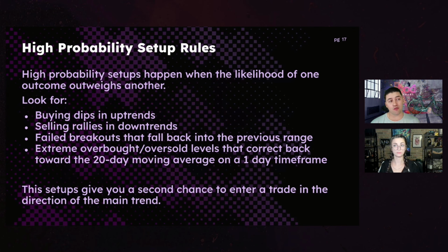High probability setup rules. What makes a high probability setup chart? Well, a high probability setup happens when the likelihood of one outcome outweighs another, and there are four main points that you want to look for. Buying dips in uptrends. Right now, we're definitely in a bull market, so all of the dips being bought have actually worked. Selling rallies in a downtrend.